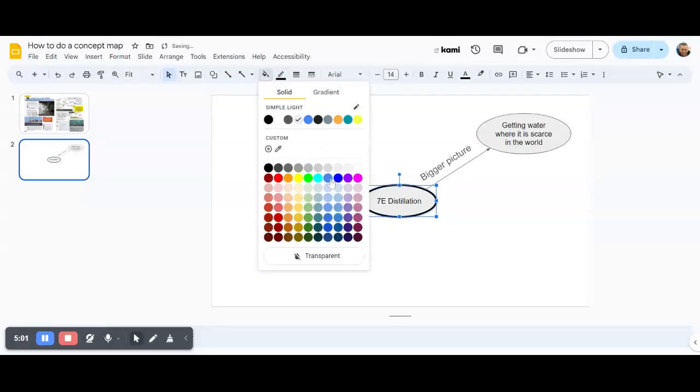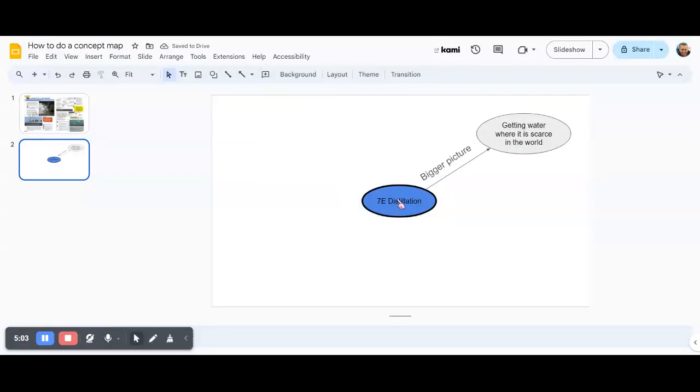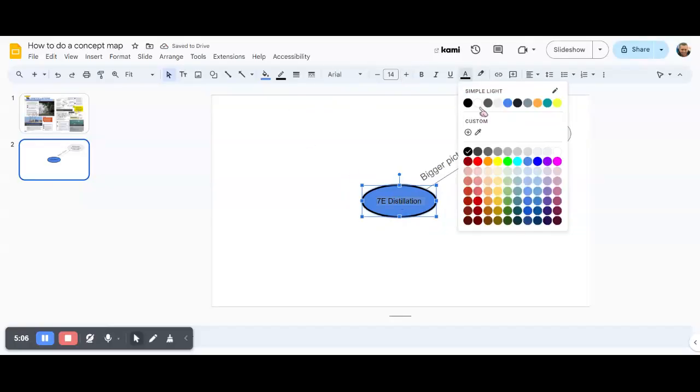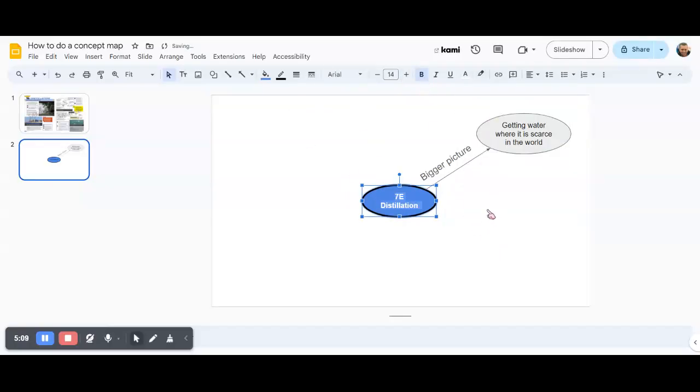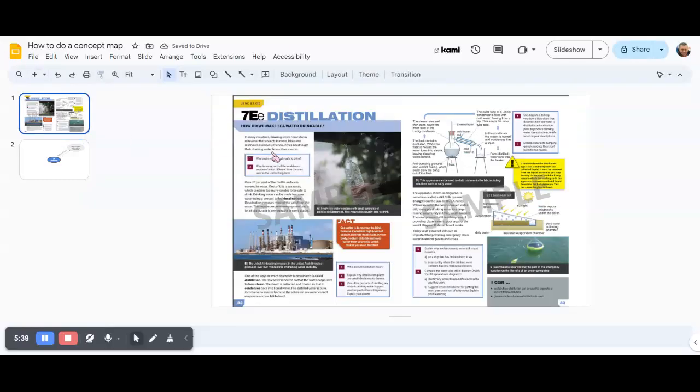Just to make the central theme the most important one. You can tailor this to however you feel it should be tailored. So distillation, bigger picture, getting water where it is scarce in the world. Or you could even simplify it to: helps in regions where water is hard to get. That's fine. There we go. So that deals with this first paragraph.